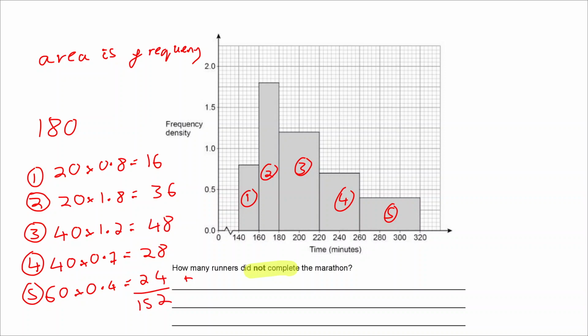These are the people who completed the marathon. Therefore, the people that did not finish is the total 180. So 180, take away the 152, and that gives you 28. So 28 people did not complete the marathon, and that's the answer.